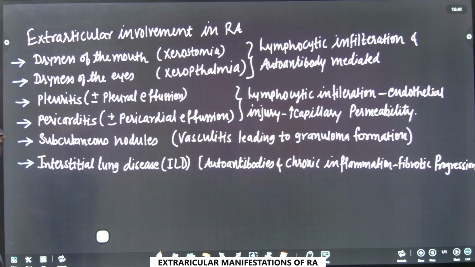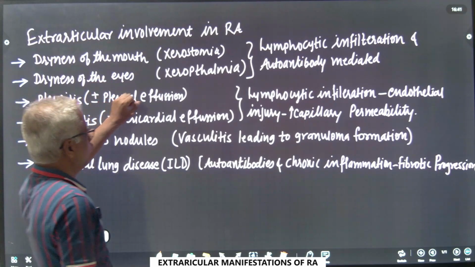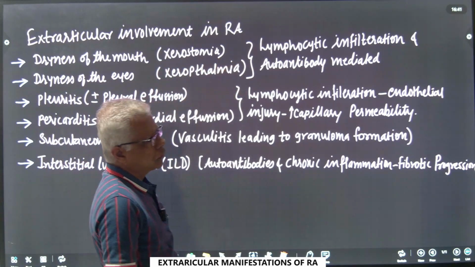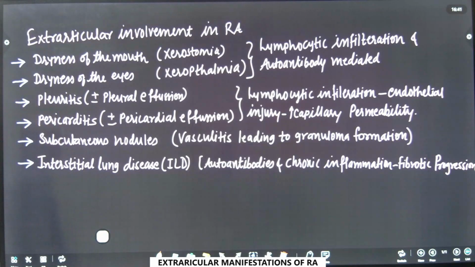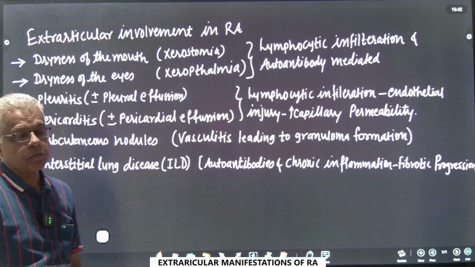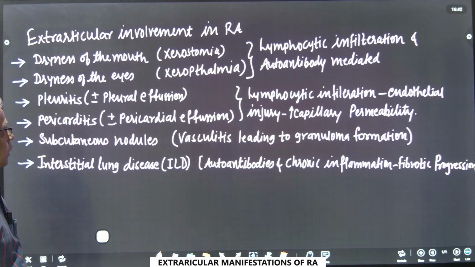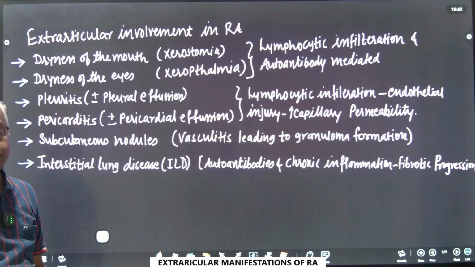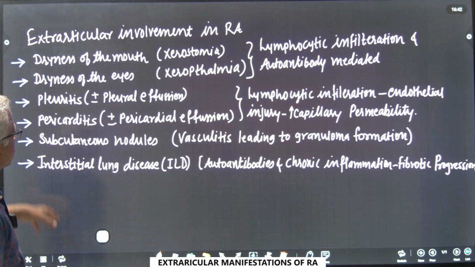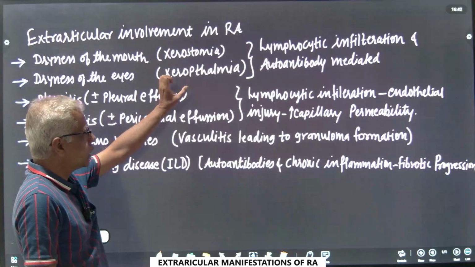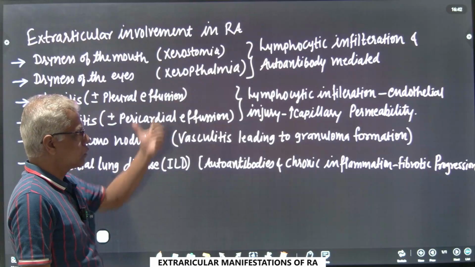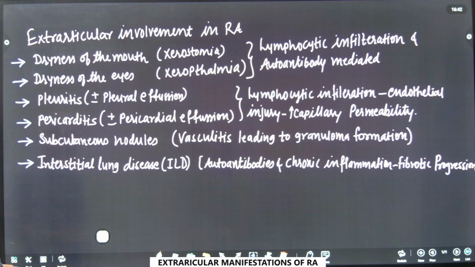Here, these two things, xerostomia and xerophthalmia, occur because of lymphocytic infiltration. Basically, these CD4 T cells enter here, and these immune cells cause the destruction of the glandular cells of the salivary glands and of the lacrimal glands, and it leads to a decrease in the quantity and quality of these secretions, and thereby we get xerostomia and xerophthalmia. Sometimes it is autoantibody mediated also.